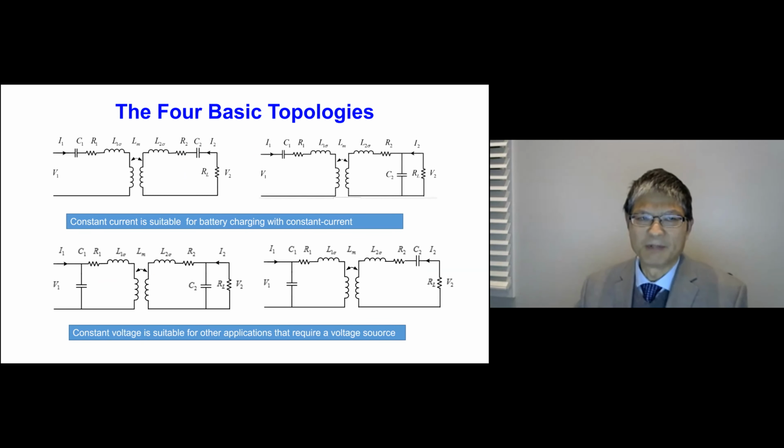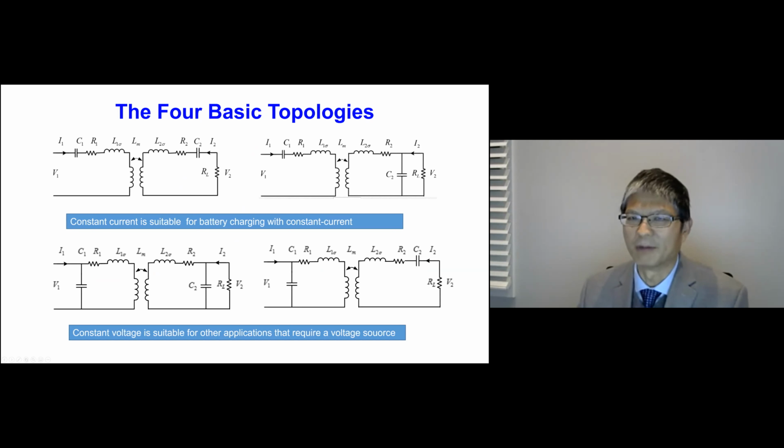The previous circuit that you saw on the top left corner is a series connection between C1 and L1 sigma on the primary, and also series on the secondary between C2 and L2 sigma. Now, based on resonance theory, when C2 and L2 sigma resonate, that forms our series connection.